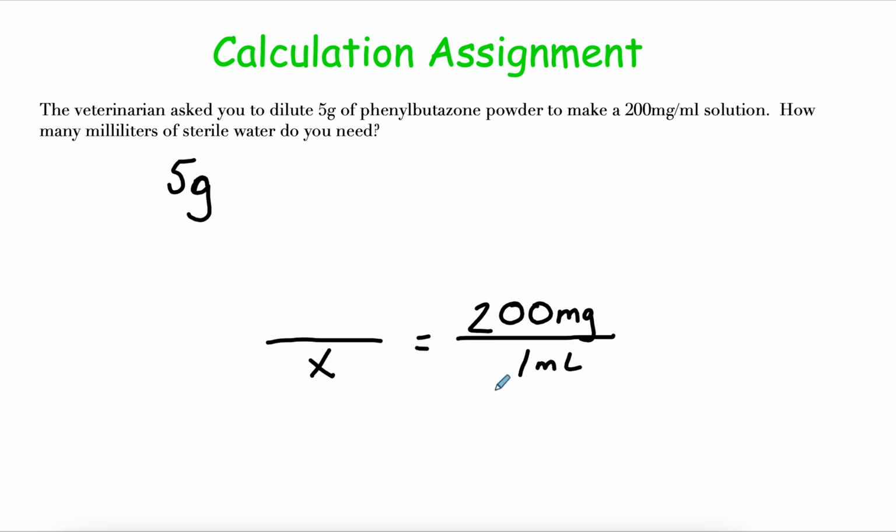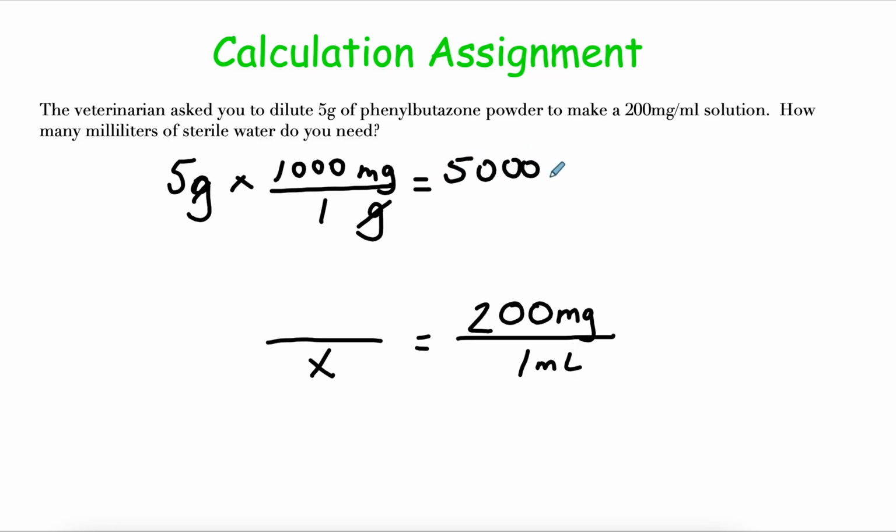Same thing with the bottom. If we have milliliters on the right of the equal sign, we're going to come up with milliliters on the left. So let's go ahead and first take that grams and switch it to milligrams so that we can work with it. We know from memory that there's 1,000 milligrams per every 1 gram. When we solve that problem, we get 5,000 milligrams. We have 5,000 milligrams of phenylbutazone powder. Now we can plug that into our simple proportion.